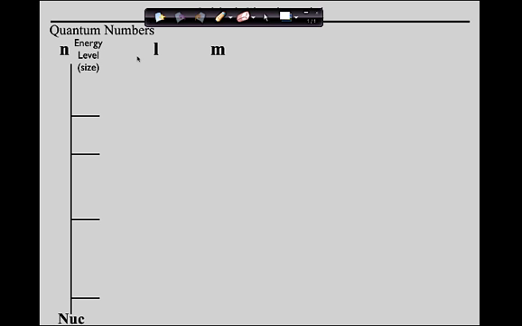Energy level. So write it down. Guys, N is the energy level number. It tells you the size. What is L? Sublevel number. It tells you the shape. And then guys, what is M? It's the orbital number, and it tells you the orientation.